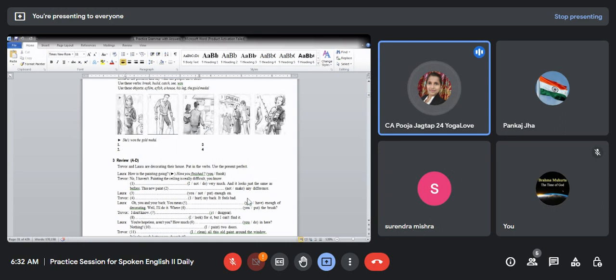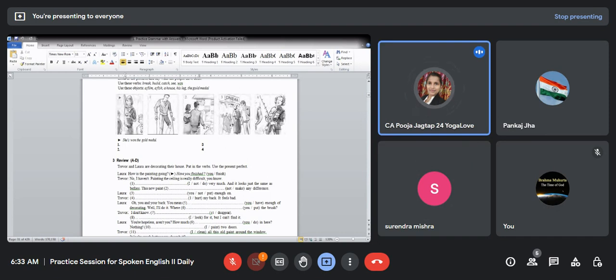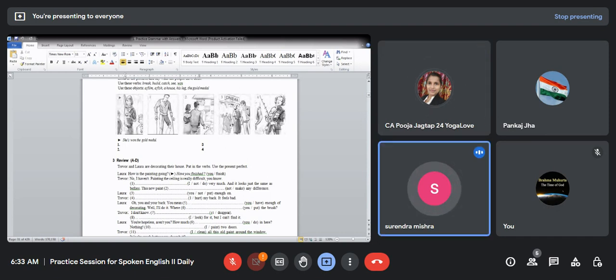I will read the earlier sentences also. I haven't done very much and it looks just the same as before. The new paint has not made any difference. You haven't put enough on. Okay, you have not painted enough. Yes, you haven't put, put, put. Meaning you have not put in enough effort, not as much as was needed.